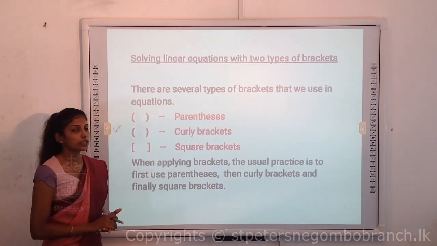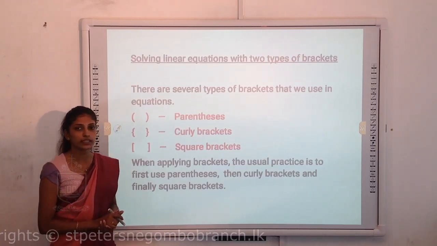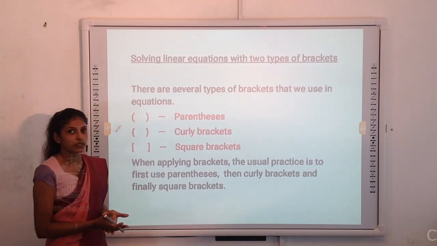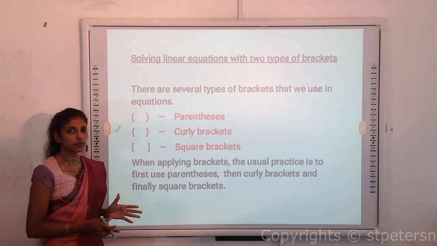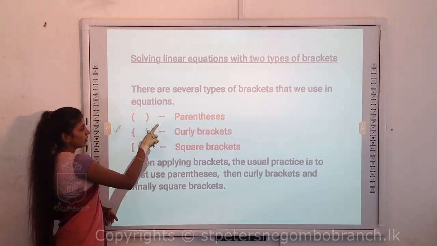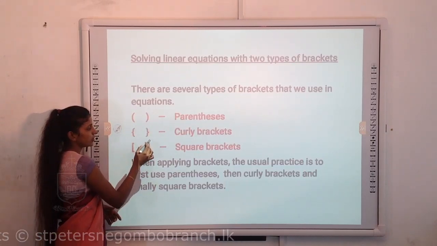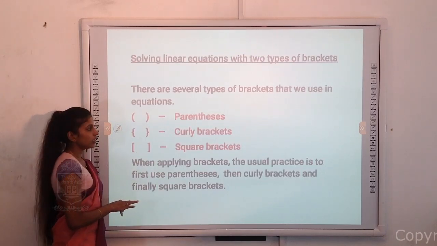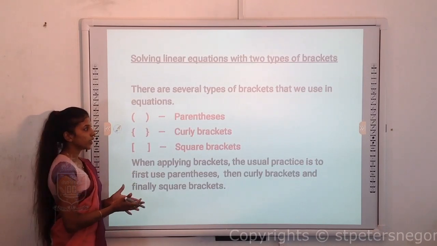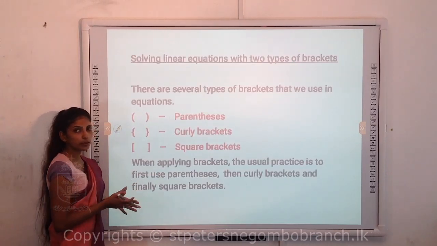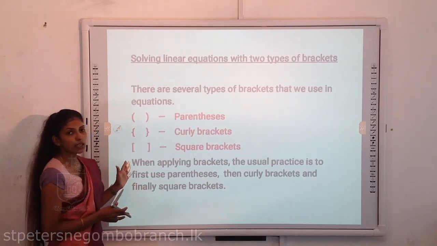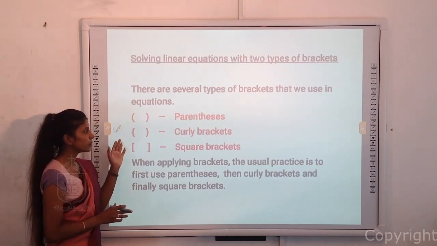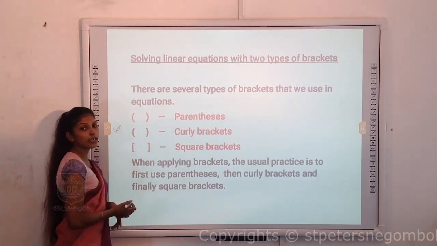So next, let's move to the grade 9 part, that is solving linear equations with two types of brackets. When you talk about equations and brackets, there are mainly three types of brackets. The first type is parenthesis, and here you can see the symbol. The second type is curly brackets, and the third type is square brackets. In an equation, sometimes you can find all three types, sometimes only one type, sometimes two types. In this year, we have only two types of bracket, that is parenthesis and the curly bracket.